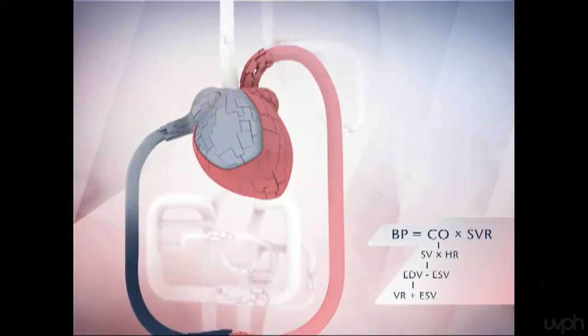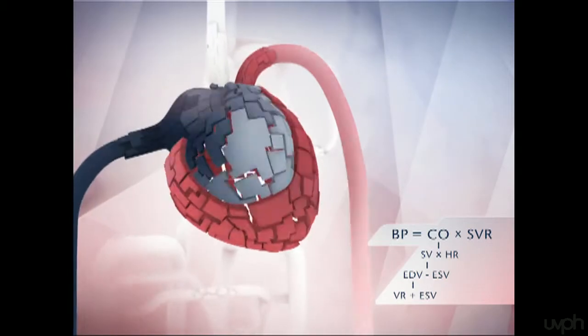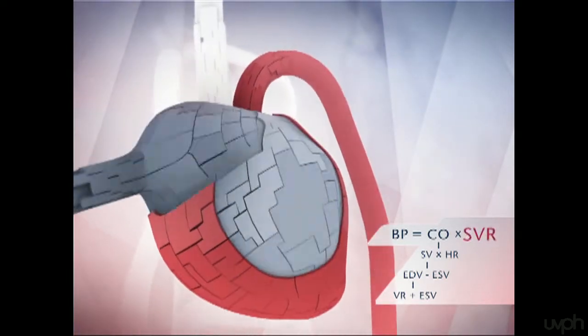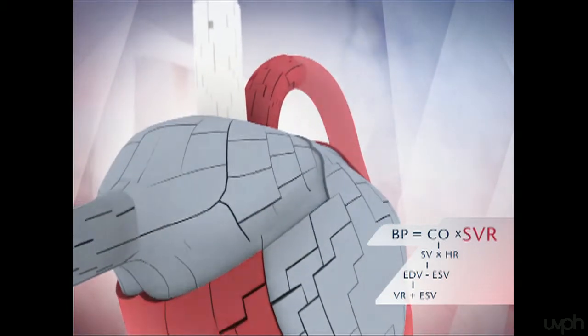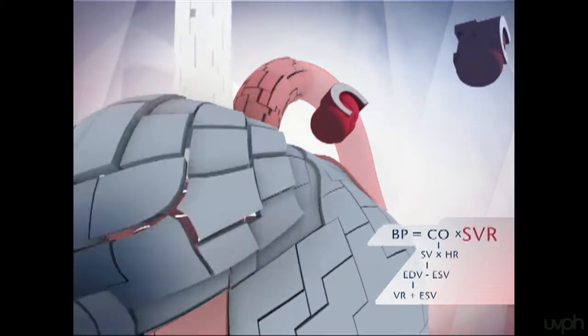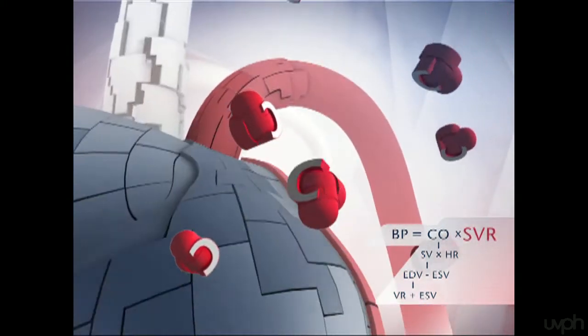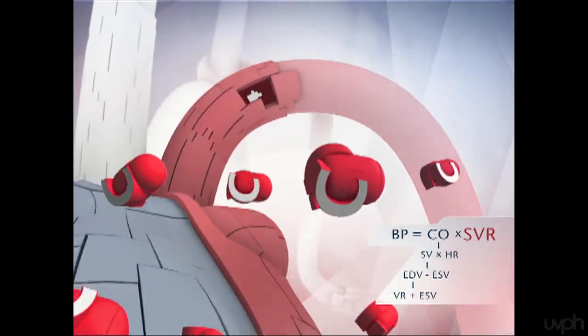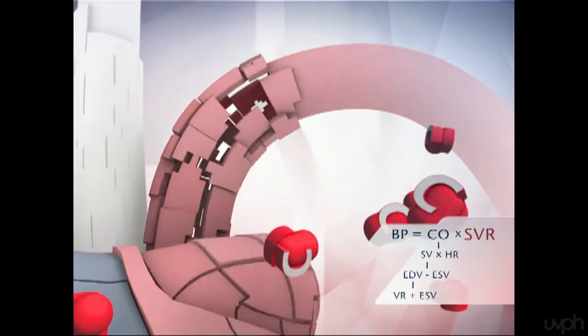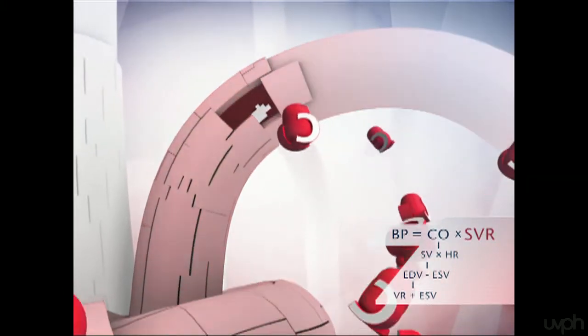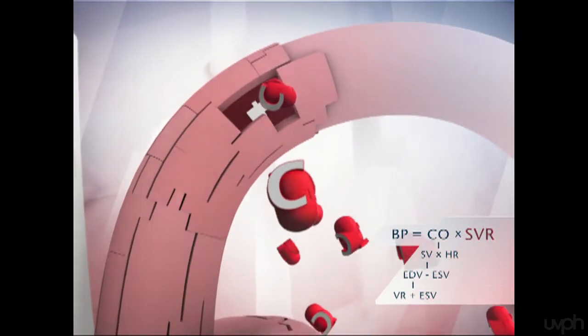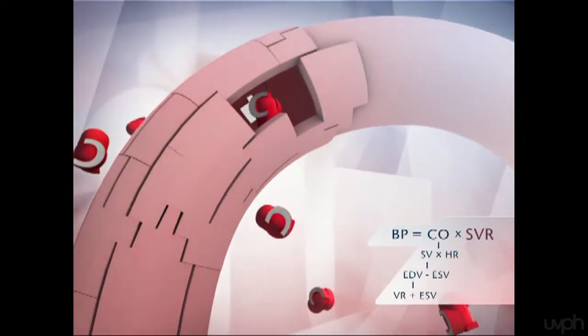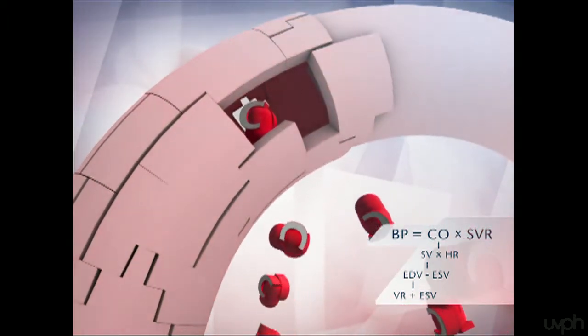Now let's look at the effects of Cardene IV. As you know, systemic vascular resistance is one of the primary causes of acute hypertension. Cardene is a dihydropyridine calcium channel blocker, available in both IV and oral formulations, which binds specifically to L-type calcium channel receptors located on arteriolar smooth muscle.